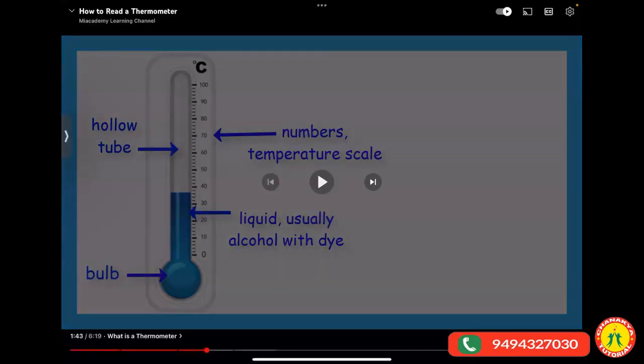Okay, so they're saying alcohol, but it's actually mercury. Keep that in mind. Don't confuse yourself.